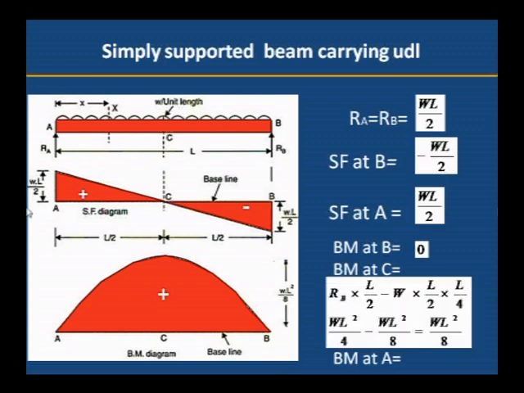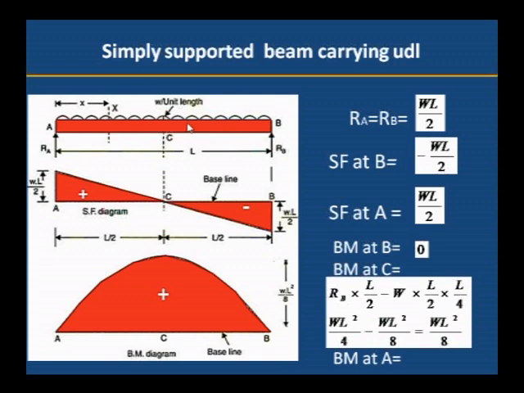Bending moment at C, at the central point, C is the center point. To calculate the center point bending moment, first we have to multiply RB into L by 2. The center point is L by 2, RB into L by 2, which is an anticlockwise moment, that is why it is considered plus. Minus W into load. W is the load, of which we are taking only half. W into L by 2 is the half load, acting at a distance of L by 4. We are considering a half load into L by 4.